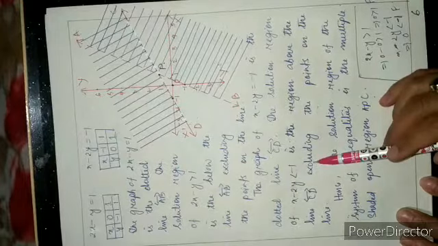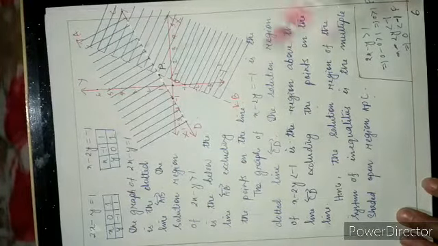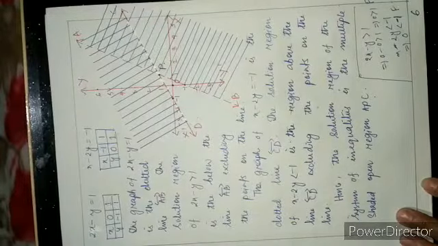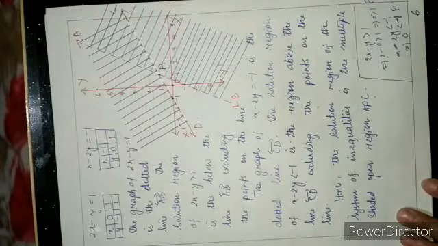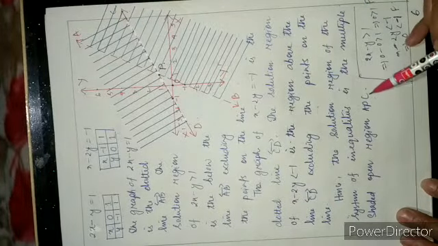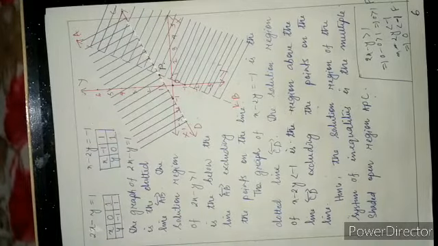Points on the lines are not included. The solution region is the multiple shaded region, open region APC, which is the solution region of the system of inequalities.